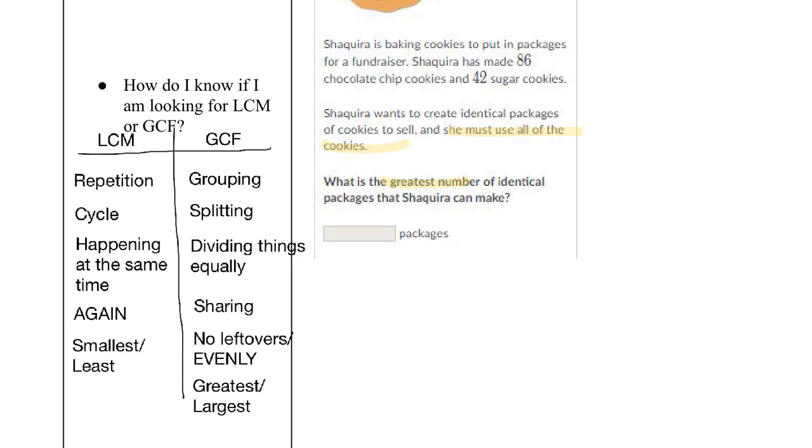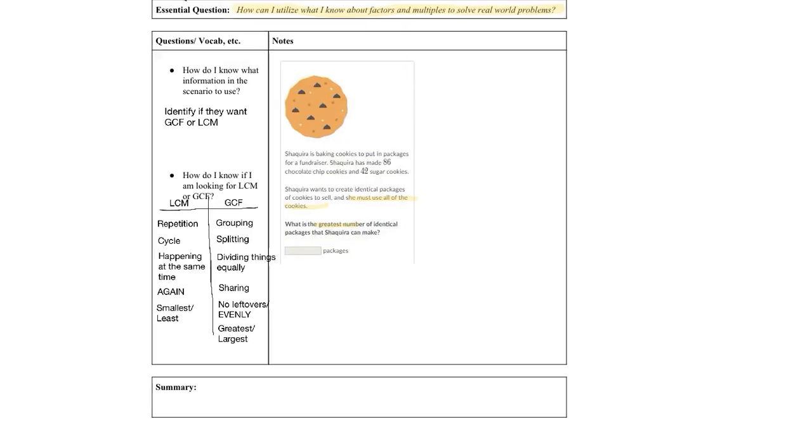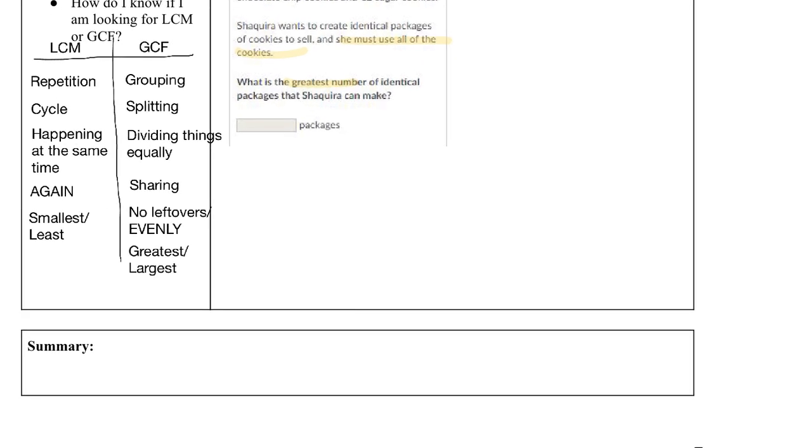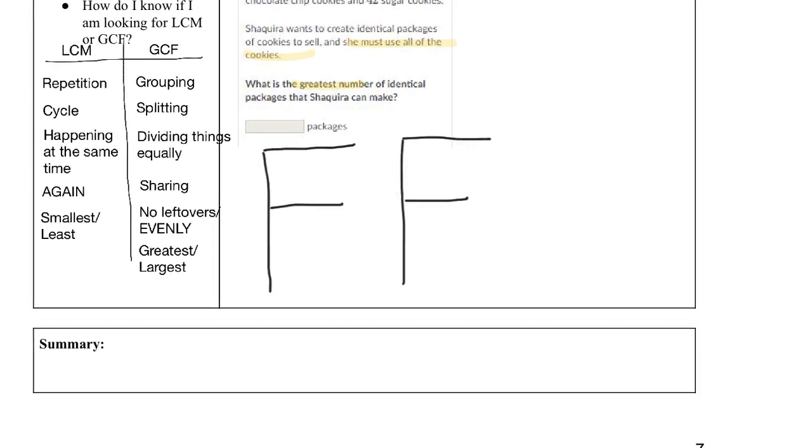I highlighted two keywords that I noted in this problem. I noted that she wants to use all of the cookies, which means we want something with no remainder. And then I also noted greatest. So these two keywords are telling me that I should be looking for GCF. So I've gone ahead and made my two F's because I'm going to find the factors. And I'm going to start with 42 because that was one of our hints from the last lesson, to start with the lowest number and then move over to 86. And I am looking for the factor that they both have in common.